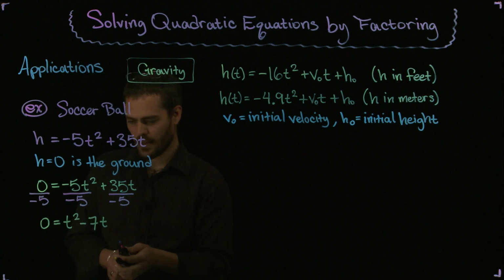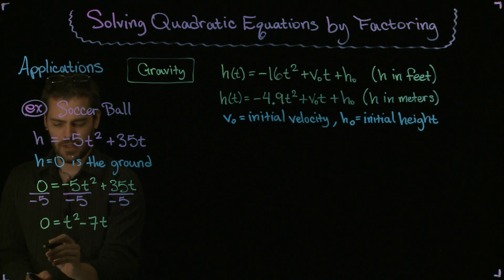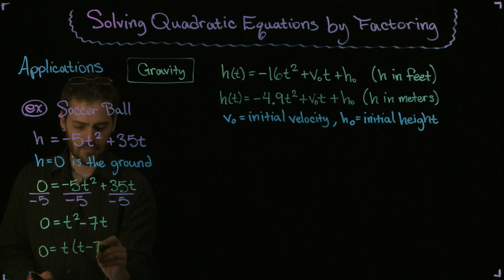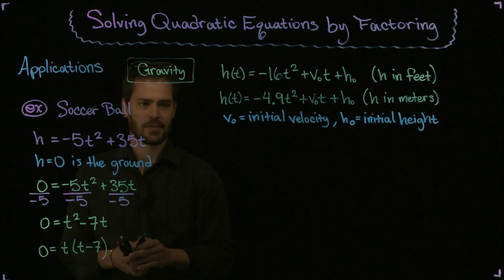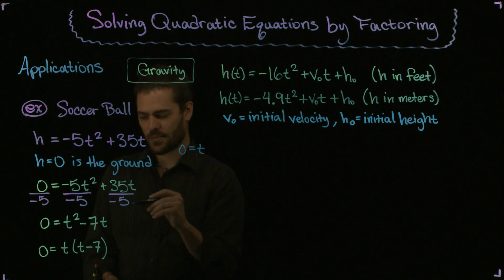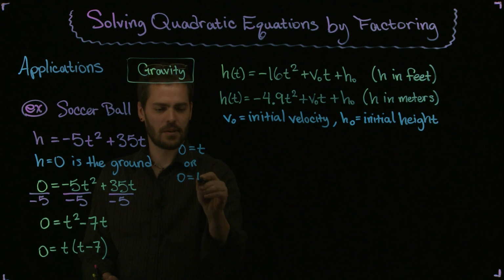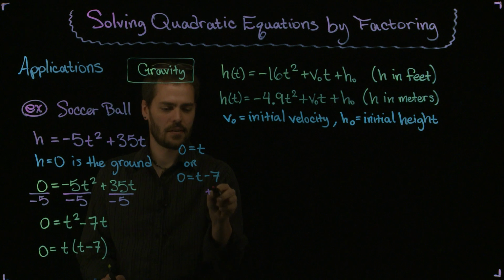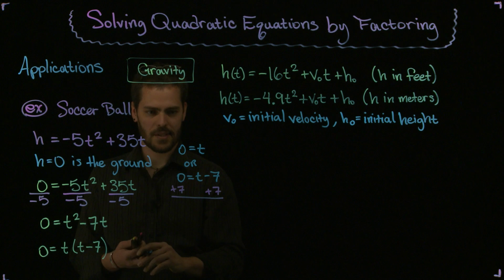Okay. Now what's nice about this is we can simply factor out the t in the next step. So I've got 0 is equal to t times t minus 7, and then use the zero product principle from here. So now I'm going to say, okay, 0 is equal to t. That's one of my solutions. The other one, or 0 is equal to t minus 7, add 7 to both sides to solve this equation, and I get 7 is equal to t.